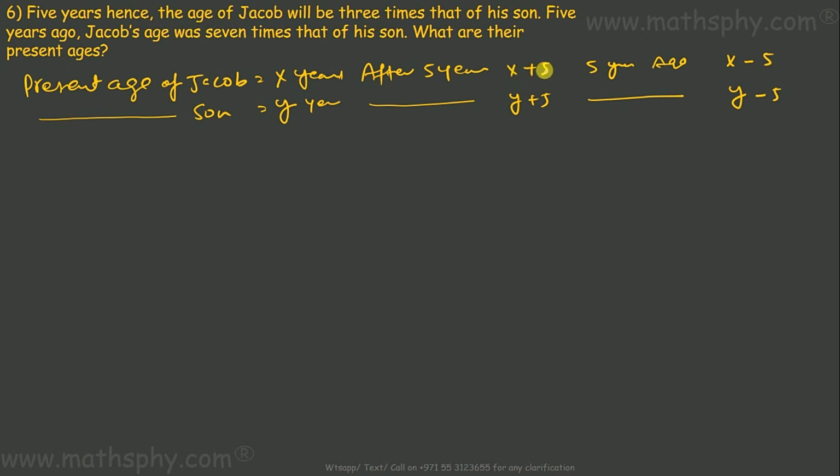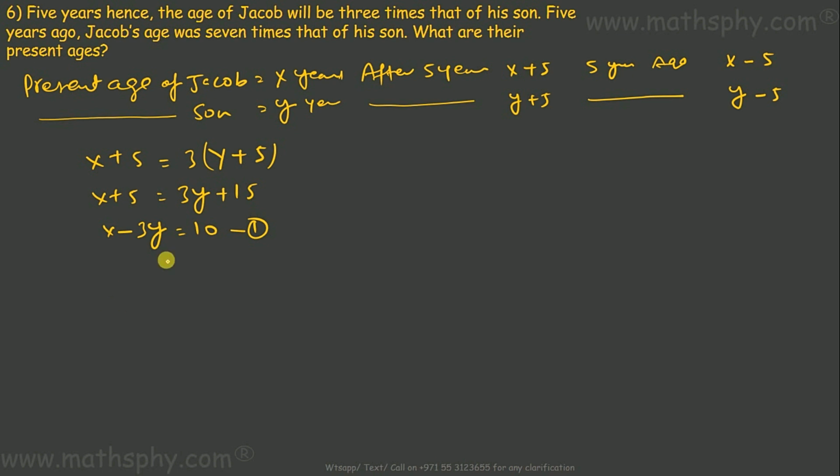If I have to equate x plus 5 and y plus 5, this x plus 5 is already 3 times more than y plus 5. It means if I increase my y 3 times, it will be equal to this. So the equation is x plus 5 is equal to 3y plus 15. So x minus 3y would be 15 minus 5, which is 10. That's my first equation.